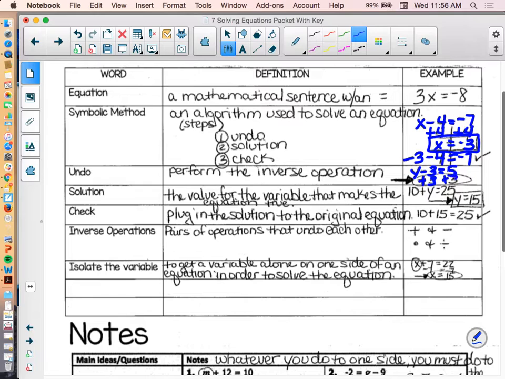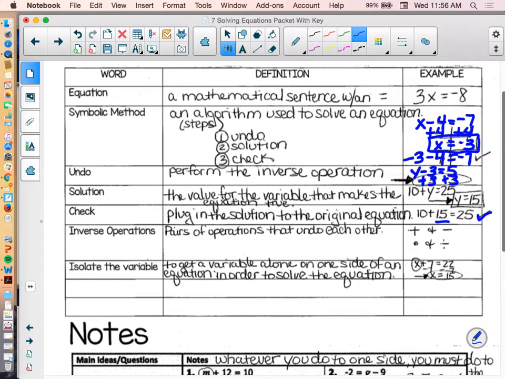And whatever we do to one side, we'll learn we have to do to the other side. The solution is the value for the variable that makes the equation true. For example, 10 plus y equals 25. Y would have to be 15 because it makes it true. 10 plus 15 is 25. The check is when you plug in the solution to the original equation, just like this. 10 plus 15 equals 25. And I would love for you to write a check mark to prove that you did that step.